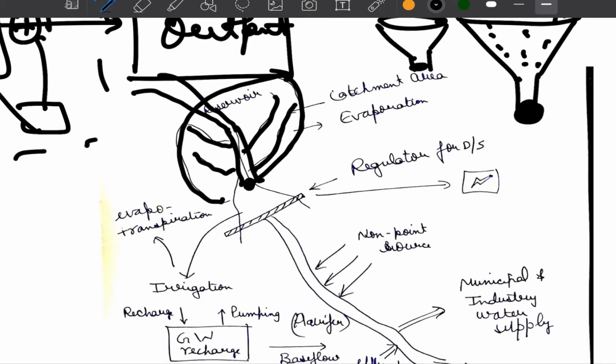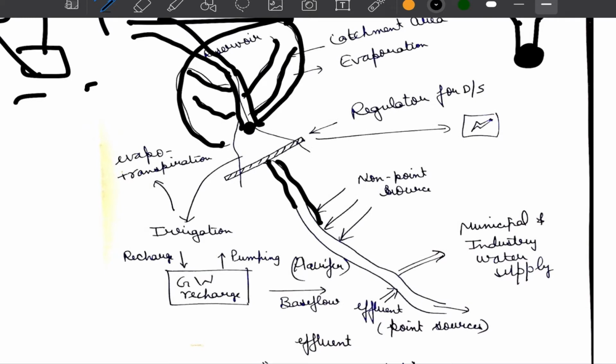Some water would also be diverted downstream because there would be cities and industries downstream of the river. And we have to regulate how much water would be released for the canal, how much water would be released for the industrial project, and how much water would be released for the irrigation project.